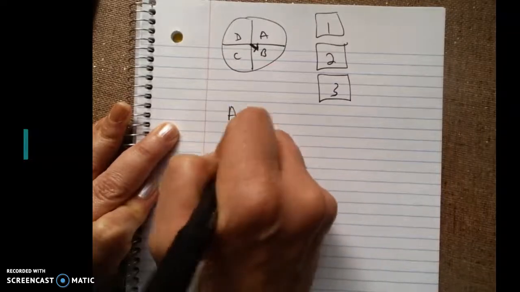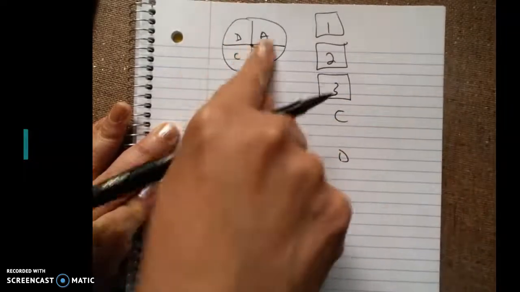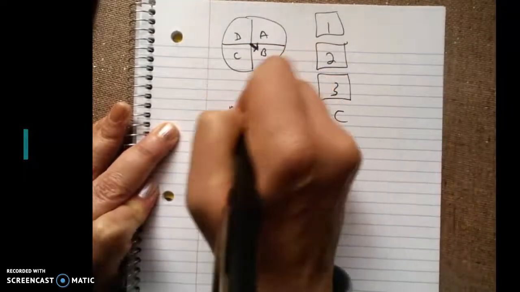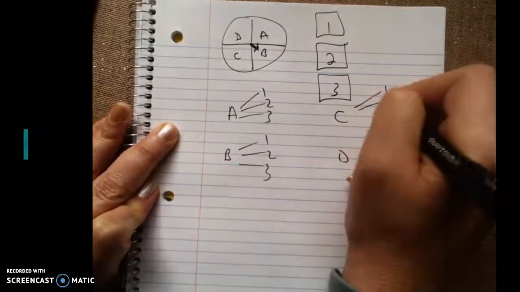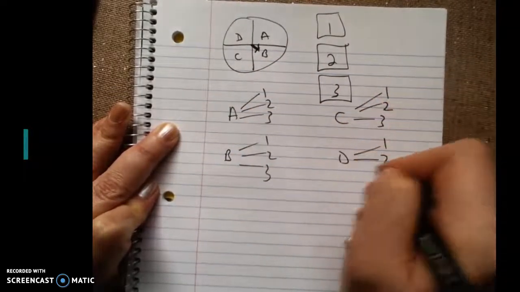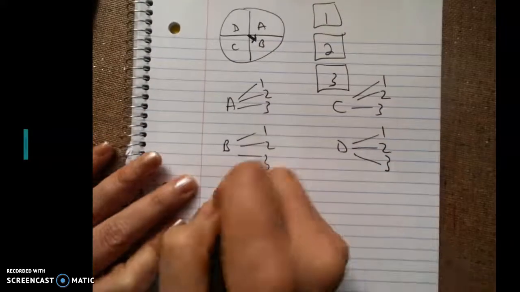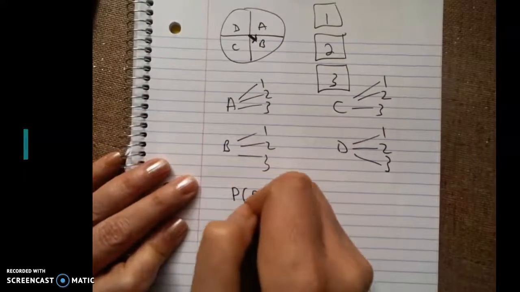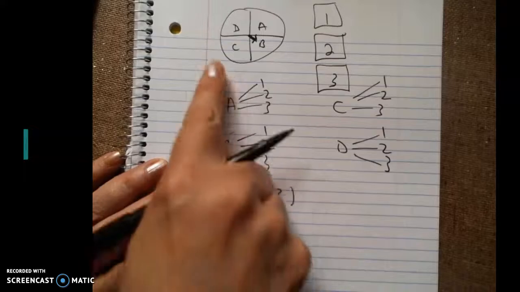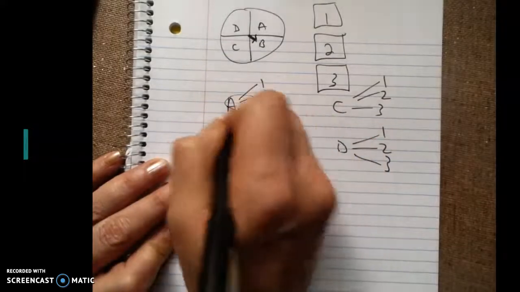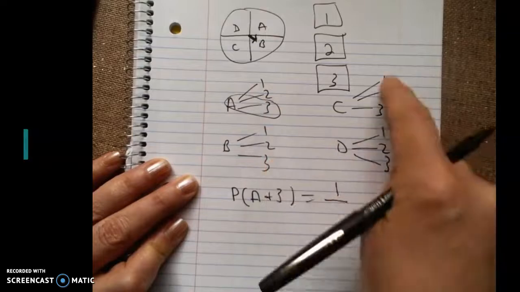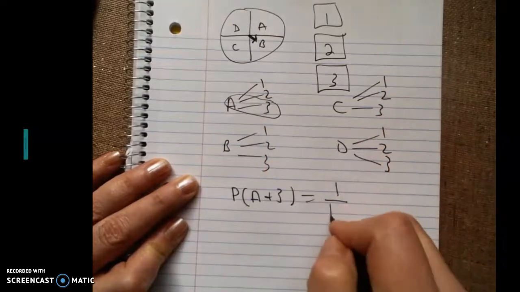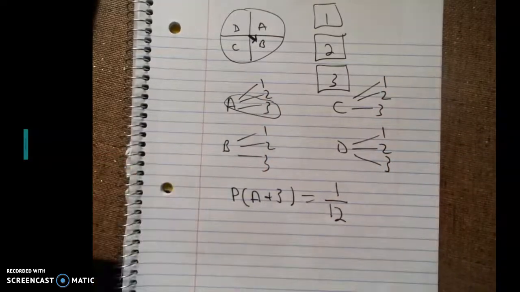So you have A, B, C, D as the first thing that could happen, and then make a tree diagram. You could get a 1, 2, or 3 for each of them. And if I ask, what is the probability of getting an A and a 3? Well, A with 3 is right here. That's 1 chance out of how many? 1, 2, 3, 4, 5, 6, 7, 8, 9, 10, 11, 12. That would be your probability of getting an A and a 3.